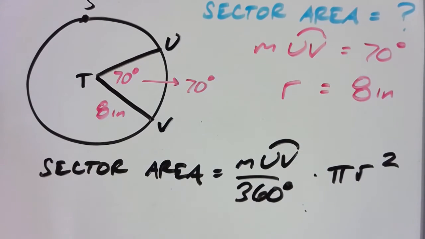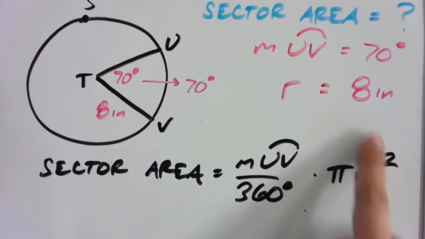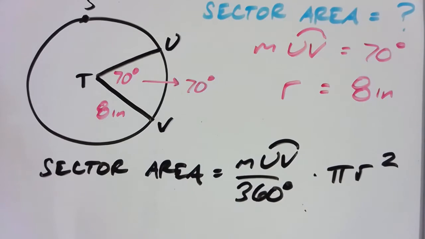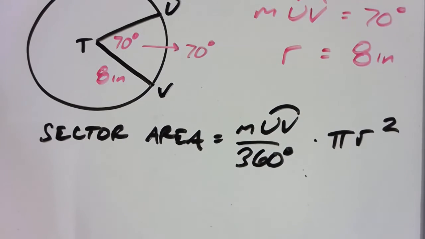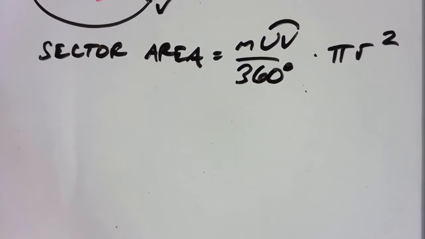Okay, so now I'm just plugging in the stuff I know, solving for the pieces I don't. The unknown here is this left-hand side of the equation, the area of the sector. I do know this guy, that was 70 degrees. R here is 8 inches. I'm going to plug those values in. I'll show you the exact solution as well as the approximated rounded solution.